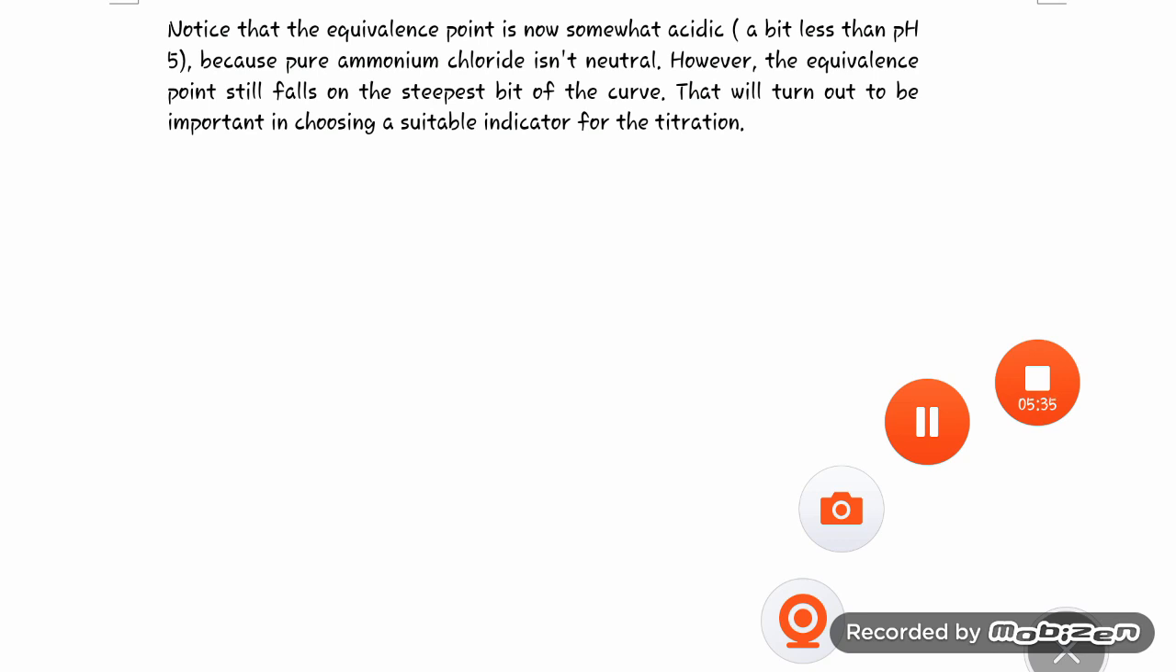Now you notice that the equivalence point is somewhat acidic because pure ammonium chloride is not neutral. However, the equivalence point still falls on the steepest part of the curve, which turns out to be a point in closely suitable indicator for titration.